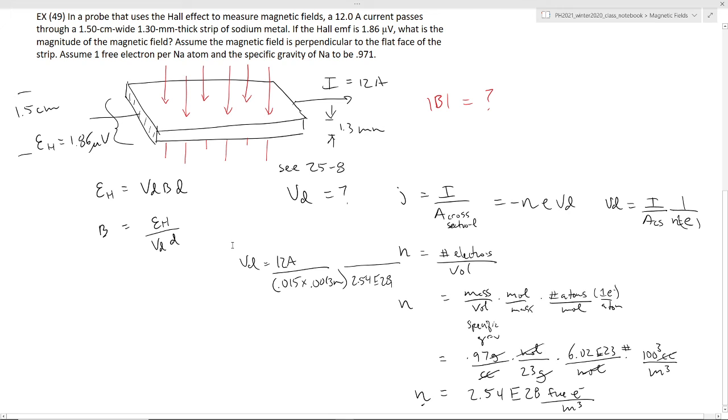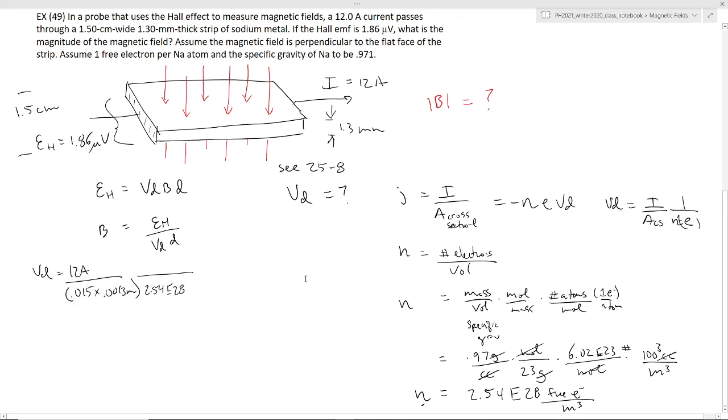Actually, let me move this stuff over here. So this is our number density times the charge of the electron, in coulombs. Put those pieces together, we find that the drift velocity is 1.5 times 10 to the minus 4 meters per second. Now we're ready. Since we have the drift velocity, we can put it in to here to find the magnetic field magnitude.